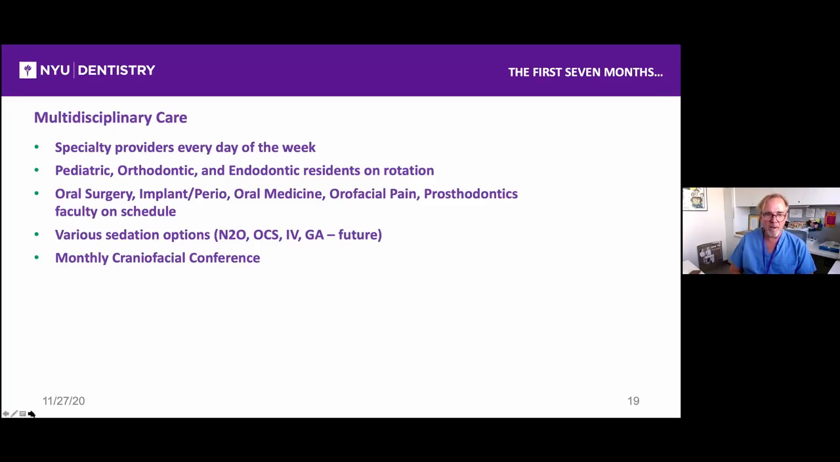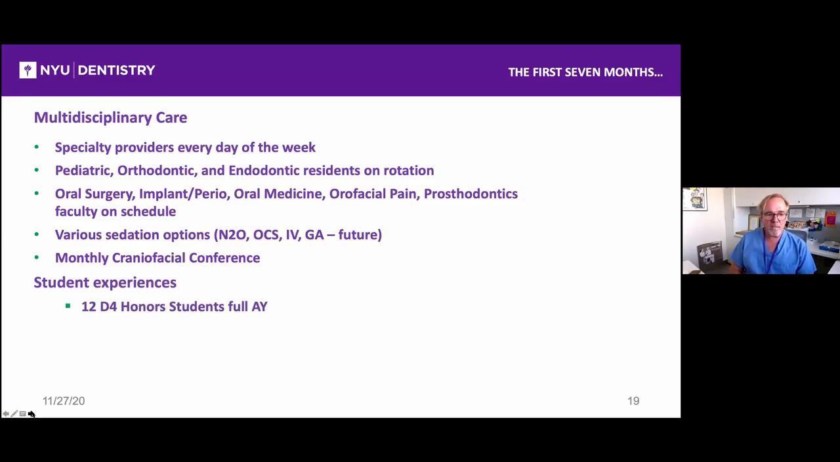We have a multidisciplinary craniofacial team at NYU Langone Hospital. So we share patients with something called the MyFace organization. MyFace is made up of oral surgeons, plastic surgeons, and orthodontists, and we have a craniofacial conference every month here, where those patients that we collaborate with from NYU Langone come here and are seen by the pediatric residents.